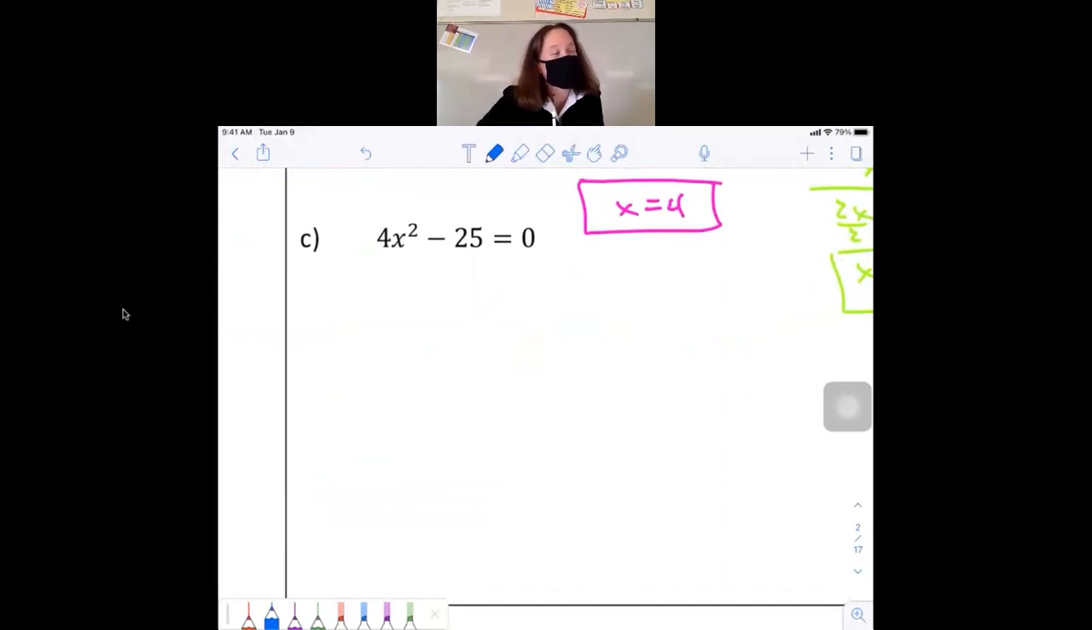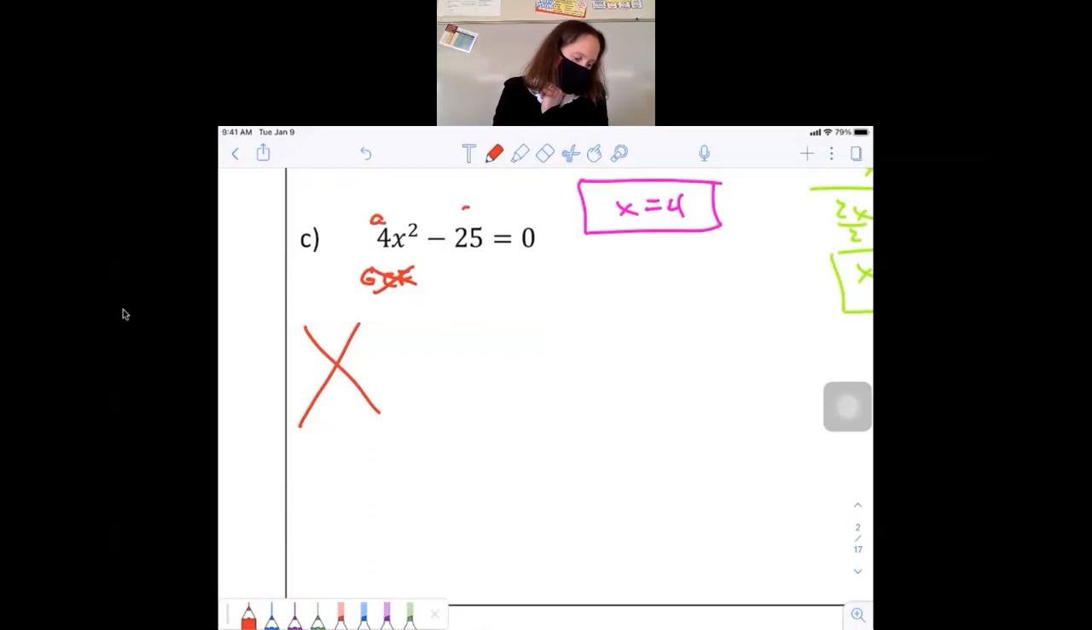Okay, let's take a look at C. We're going to learn a different way we can solve this one in a couple minutes here. But for now, let's start by just factoring, because we can also use factoring. Is there a greatest common factor? No, we can't do that. So then I go right to the X box.